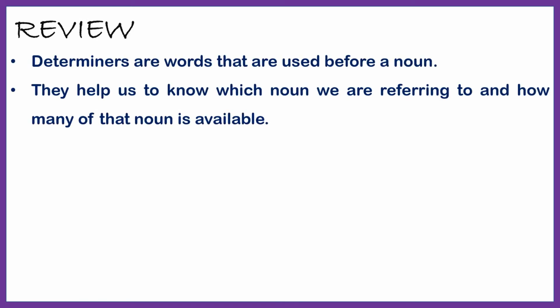Let us review what we have seen so far. Determiners are words that are used before a noun. They help us to know which noun we are referring to and how many of that noun are available. A determiner should be used before a noun or a noun phrase. The second point, what do they do? They are used for one of two things: either they refer to a noun or they tell us the quantity of a noun.